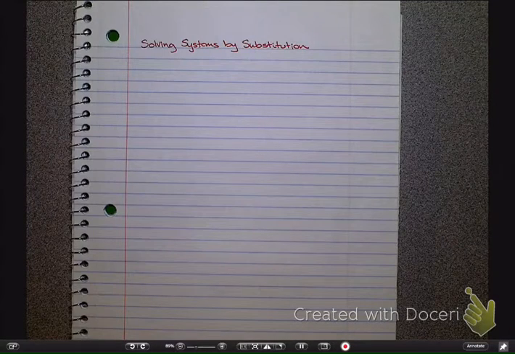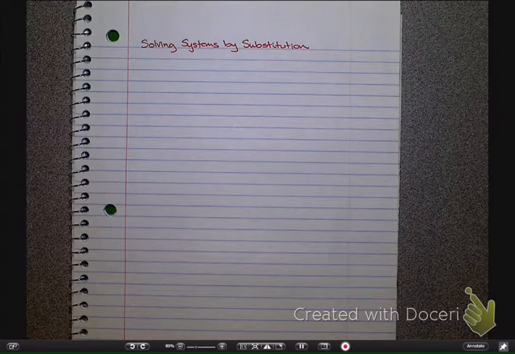Okay, so today what we're going to be learning about is another way that we can solve a system of equations without having to graph the equations. It's called the substitution method. Okay, so today we're going to be learning about how to solve systems by using the substitution method.